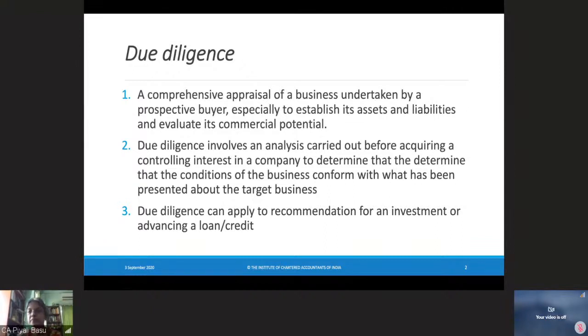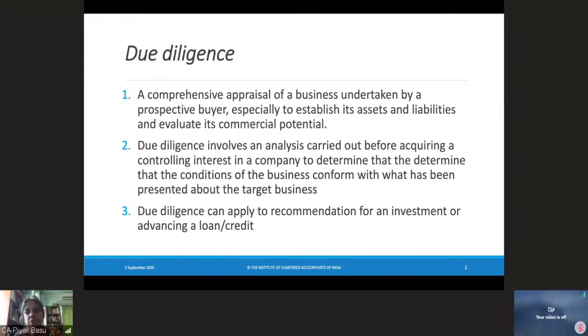Okay. So with that, due diligence. We are moving a little away from the normal audit, but this is the area where chartered accountants in practice have scope to do work. As a practicing chartered accountant, we do carry out due diligence work from time to time. And it's very different from the audit, whether it is a statutory audit or otherwise. Now, what is due diligence? What is the definition of due diligence?